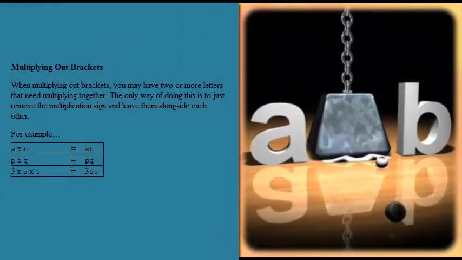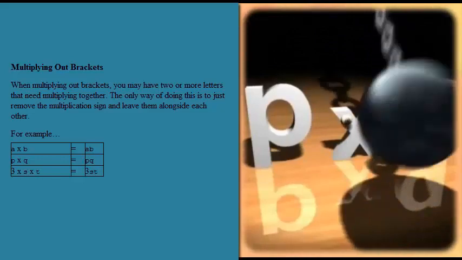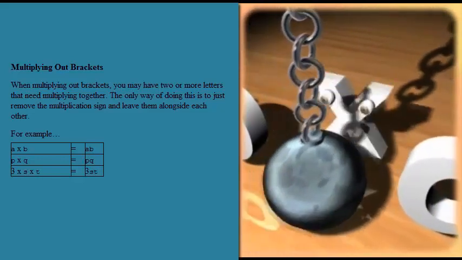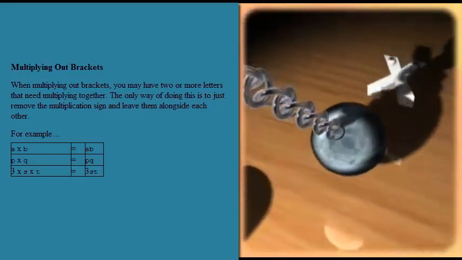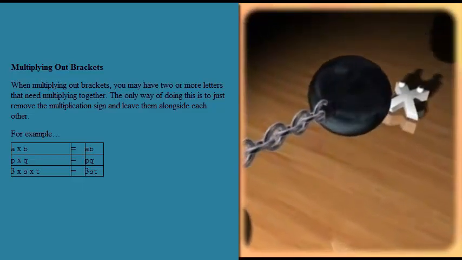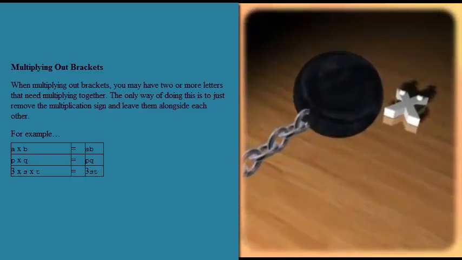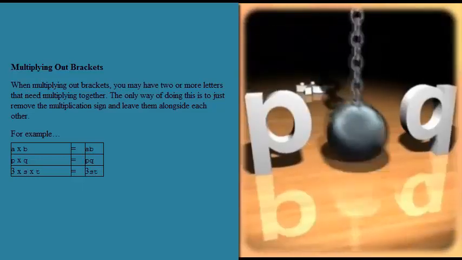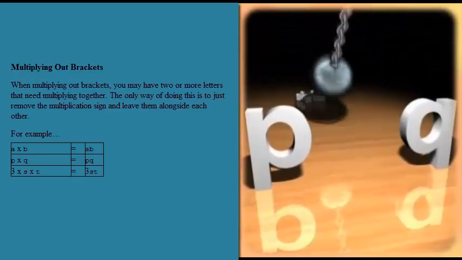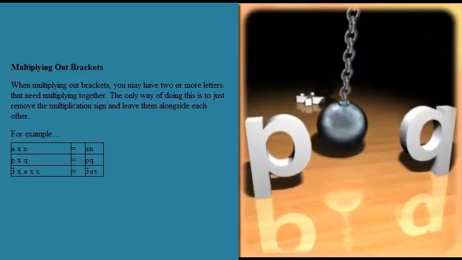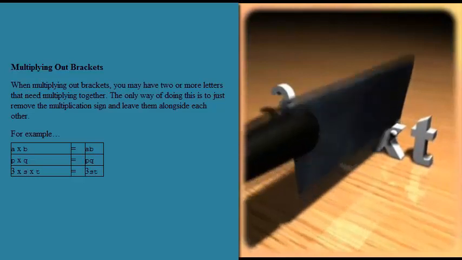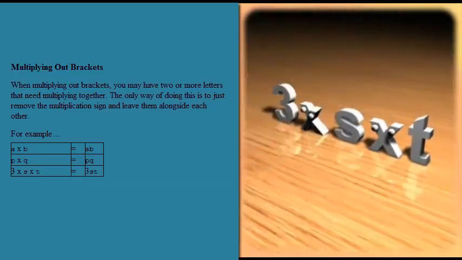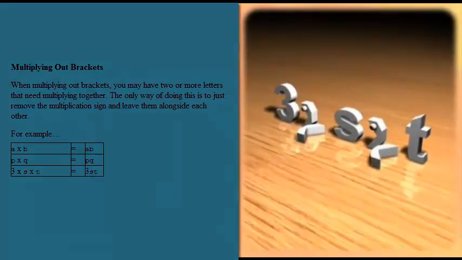Multiplying out brackets. When multiplying out brackets, you may have 2 or more letters that need multiplying together. The only way of doing this is to just remove the multiplication sign and leave them alongside each other. For example, A times B equals AB. P times Q equals PQ. 3 times S times T equals 3ST.